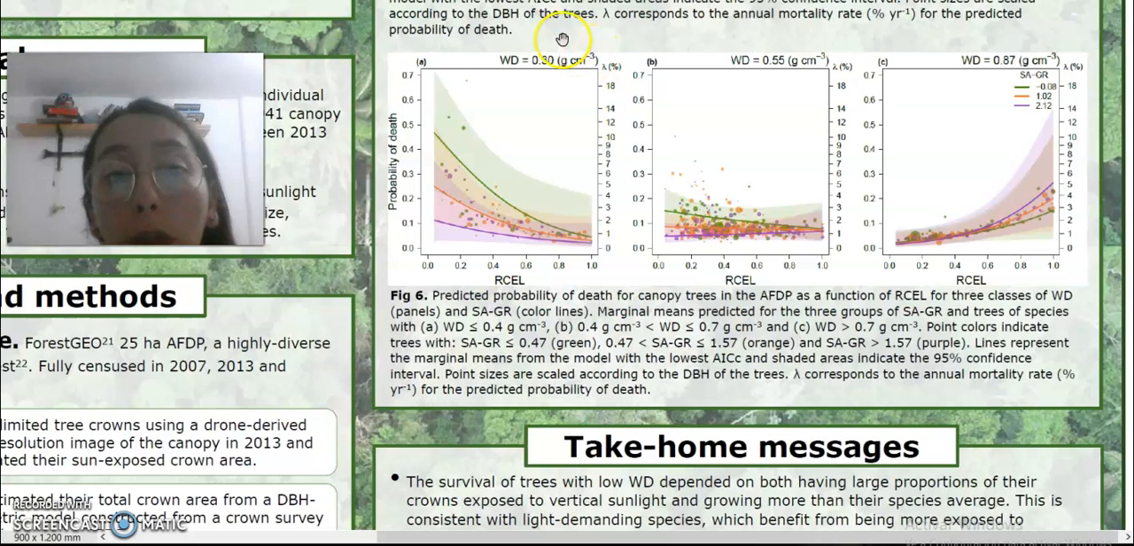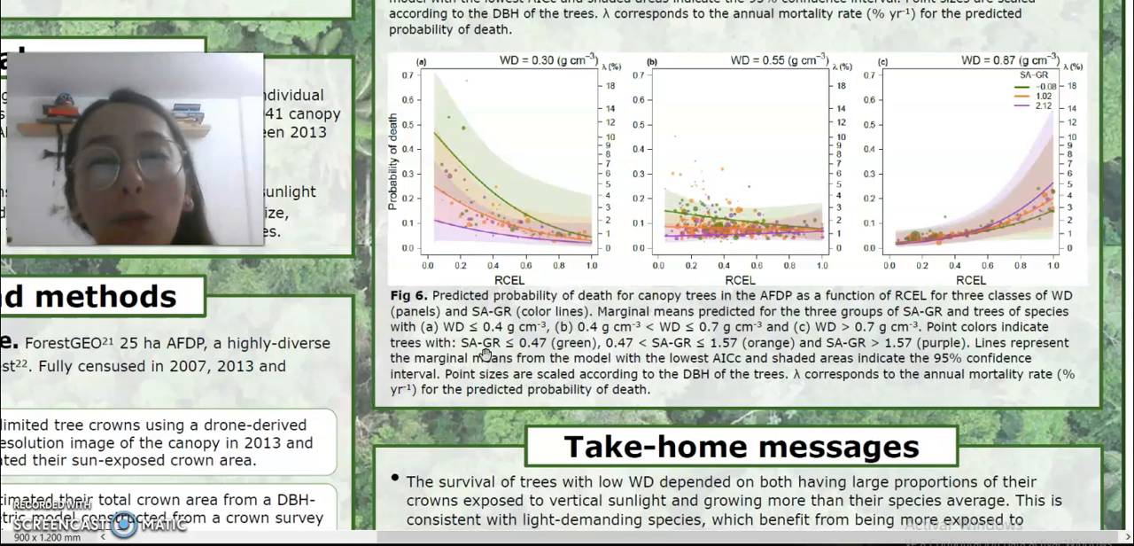For trees of species with low wood density, relative crown exposure to light was negatively related to the probability of death during this 6-year time period, as also was species-adjusted growth rates. This means that the survival of trees with low wood density depended on both having large proportions of their crowns exposed to direct sunlight plus growing more than their species average. And this is in line with light-demanding species, which typically have low wood density and high light requirements due to their high maintenance costs.